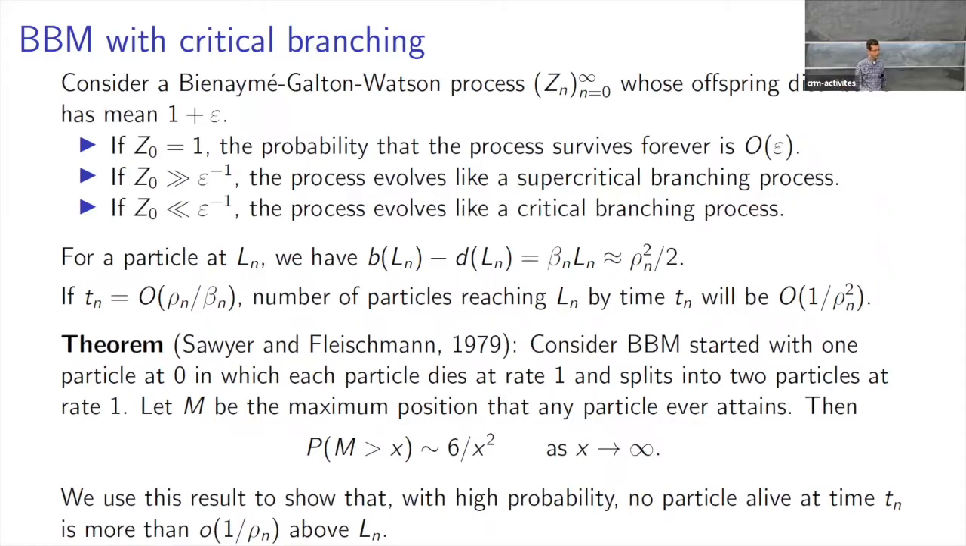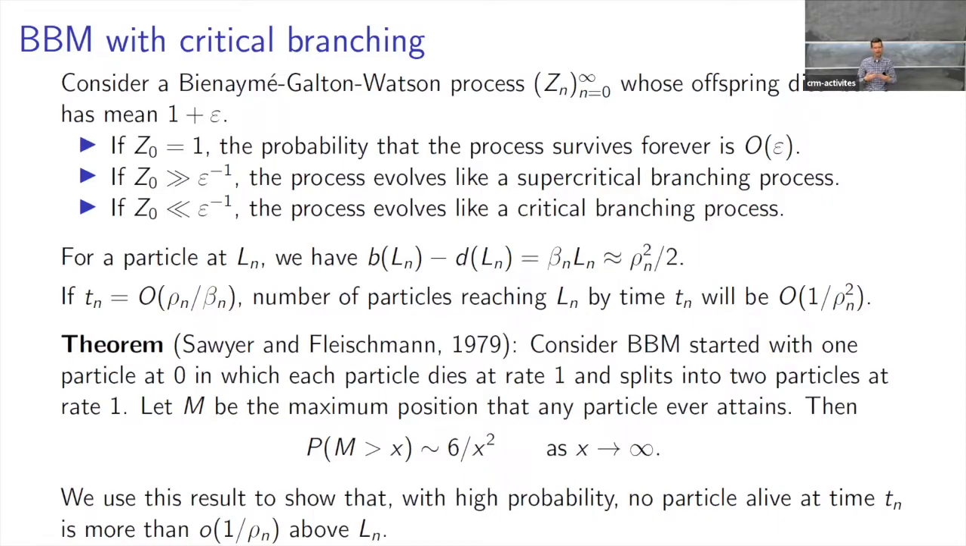However, if the number of particles at time 0 is much smaller than 1 over epsilon, then we're barely going to notice this epsilon here, and the process is going to behave very much like a critical branching process. In particular, with probability close to 1, the process is going to die out.